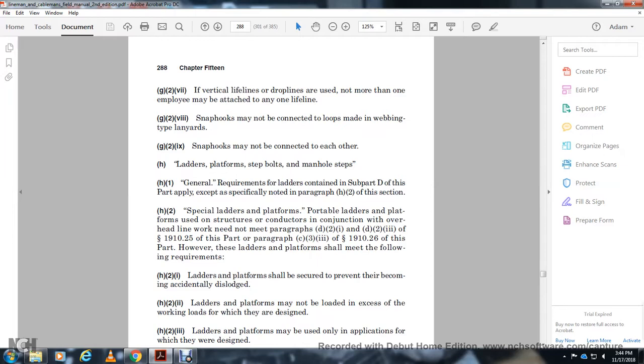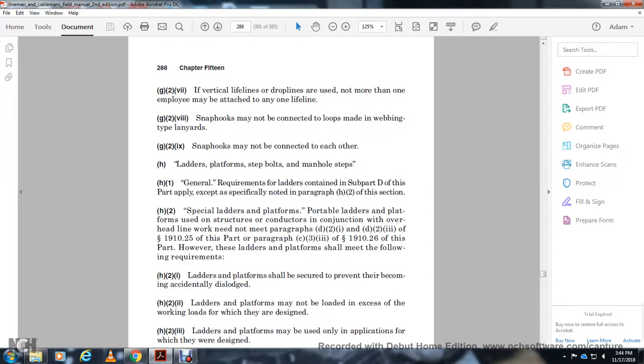Ladders and platforms, step bolts, and manhole steps. General requirements: ladders shall conform to subpart D of this part, except as specifically noted in paragraph H2 of this section. In particular, ladders and platforms used with the structure in conjunction with overhead line work need not meet the requirements of D2.1 and D2.3 of 1910.25 of this part, or paragraph C3 of 1926 of this part. However, these ladders and platforms shall meet the following requirements.